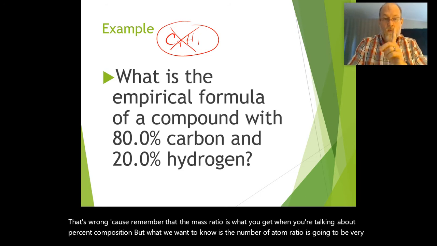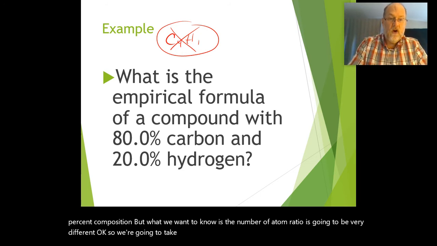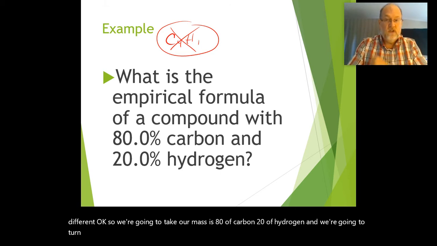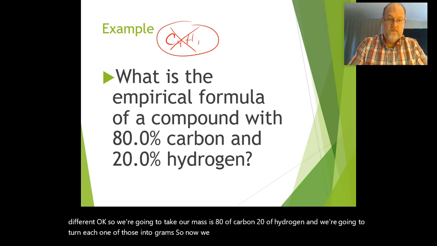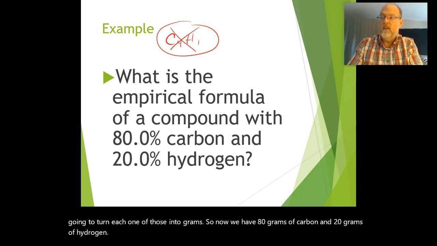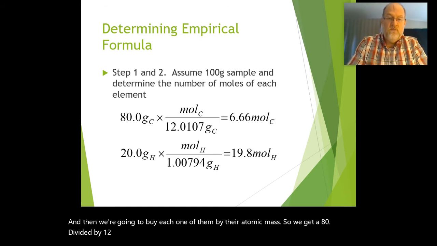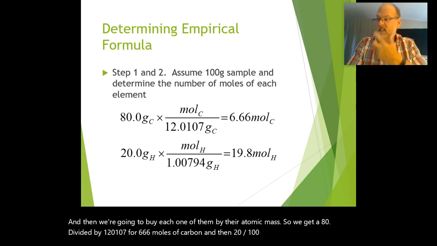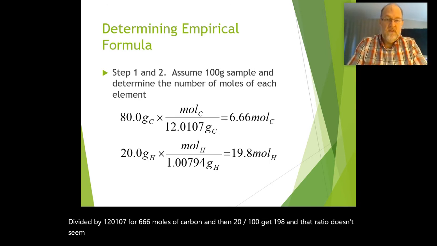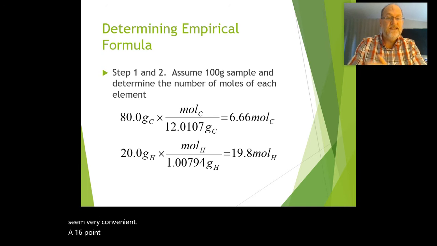Okay? So we're going to take our masses, 80% of carbon, 20% of hydrogen, and we're going to turn each one of those into grams. So now we have 80 grams of carbon and 20 grams of hydrogen. And then we're going to divide each one of them by their atomic mass. So we get 80 divided by 12.0107 for 6.66 moles of carbon. And then 20 divided by 1.00, you get 19.8. And that ratio doesn't seem very convenient. It's 6.66 to 19.8. Let's simplify that.